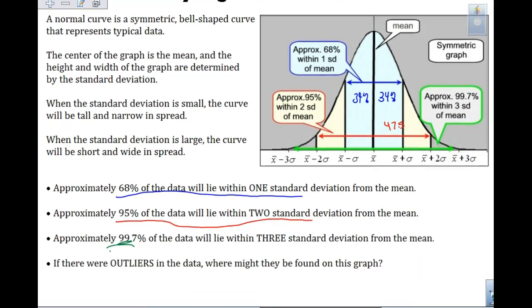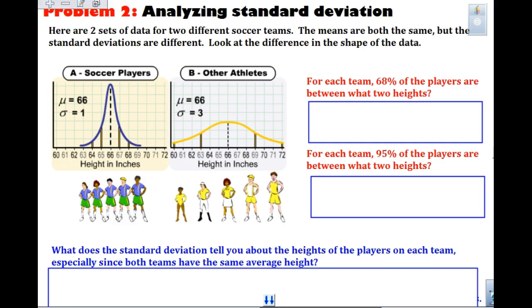Where would we find it on our graph? Where do you think an outlier would be found on this graph? Way top or way bottom, right? Out of 99.7% of my data, that's almost everything, right? That's almost 100% of my data points. So if it's an outlier, it's going to be way up here, more than 3 standard deviations away, or less than 3 standard deviations. And we only usually go look at 1, 2, and 3 standard deviations. So let's take a look at the top of the next page.